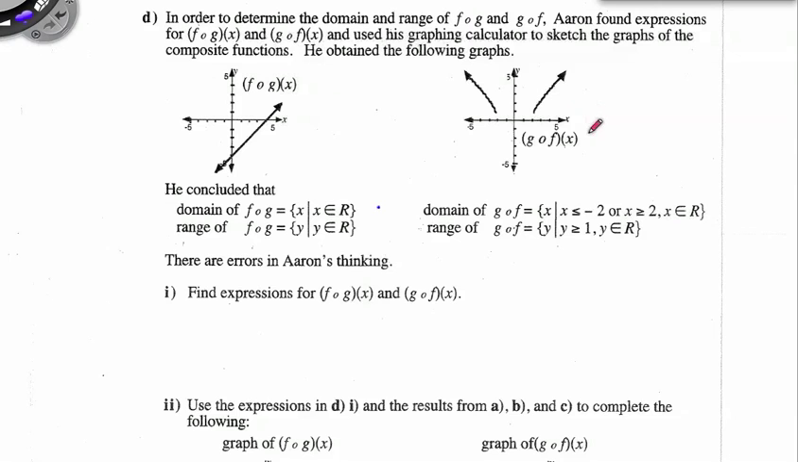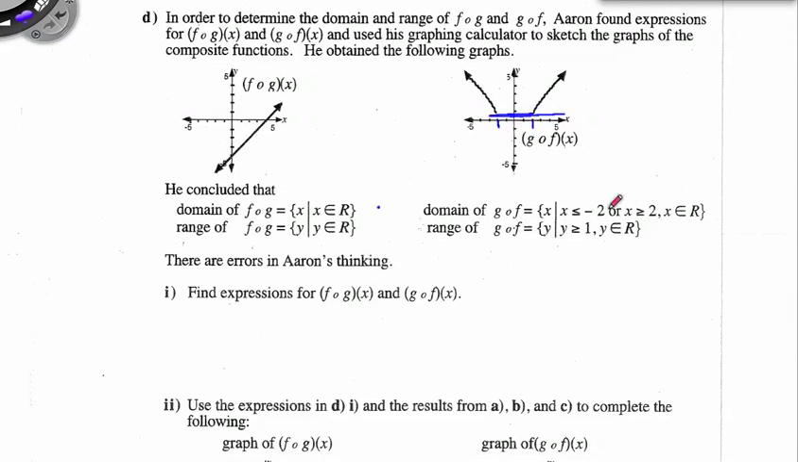g of f of x looks like this. Looks like it goes down as low as 1 right here. I'll just sketch that in. Not very well, but anyway, it crosses here by the looks of it at 1. And it looks like it goes to -2 and +2. There's no values in between these two.